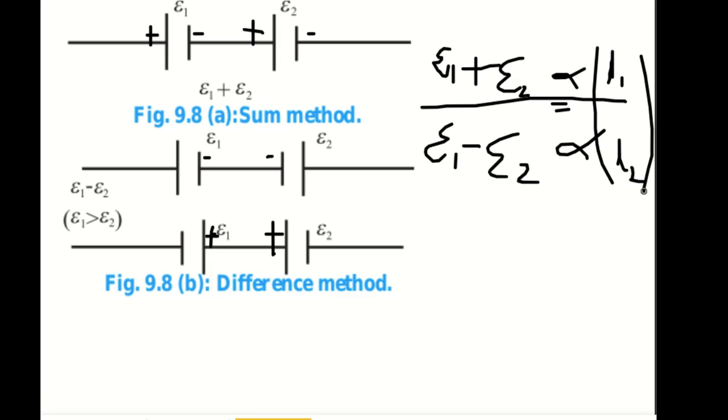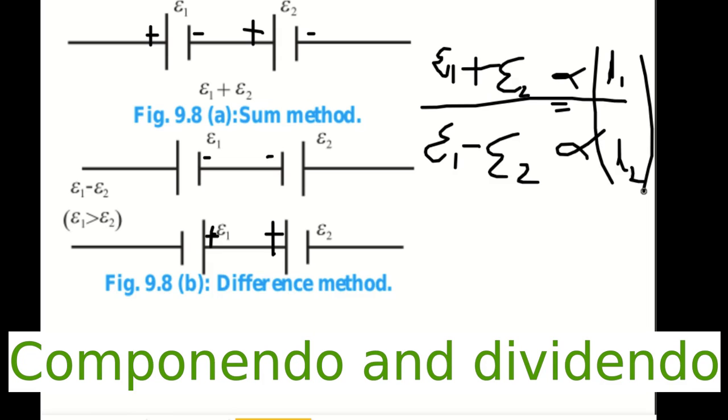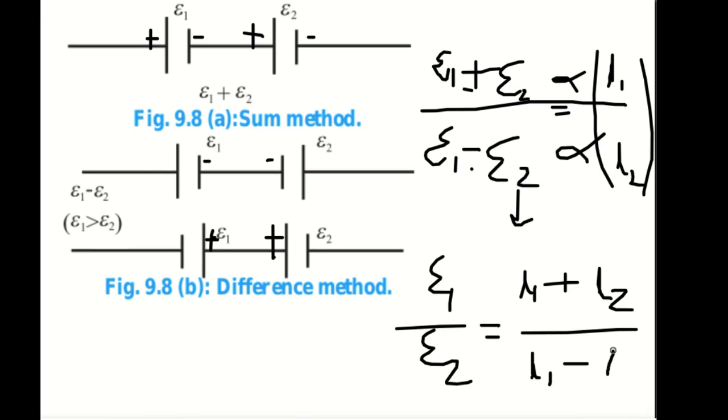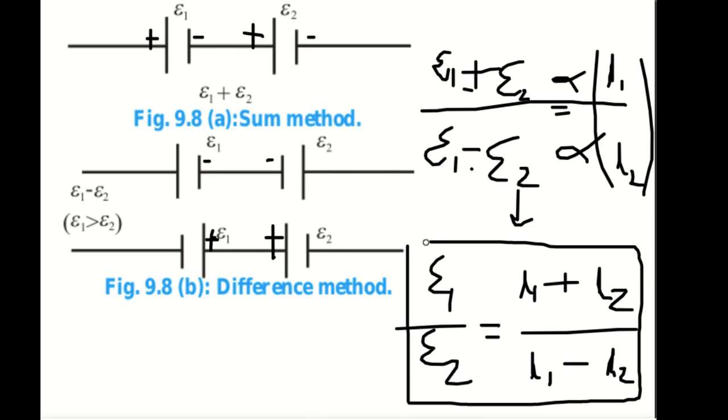Now there is a property in mathematics, componendo and dividendo. If we use that, we can convert this formula into epsilon 1 divided by epsilon 2, which will be equal to, checking where the positive and the negative are: positive on the numerator, negative on the denominator, and we do the same on the RHS. So we get L1 plus L2 in the numerator divided by L1 minus L2. So just check the lengths, take the sum and difference, and take the ratio. We get the comparison, or the ratio, of the two given potential differences or EMFs.